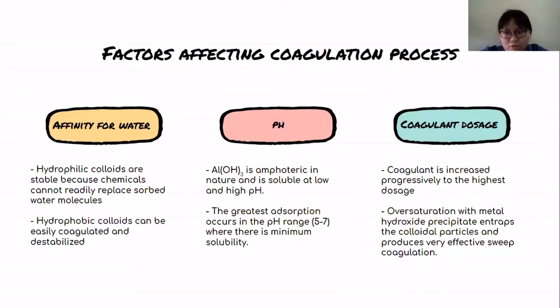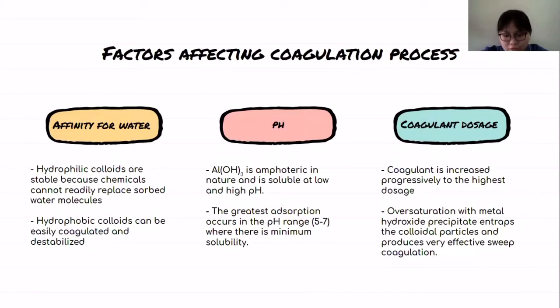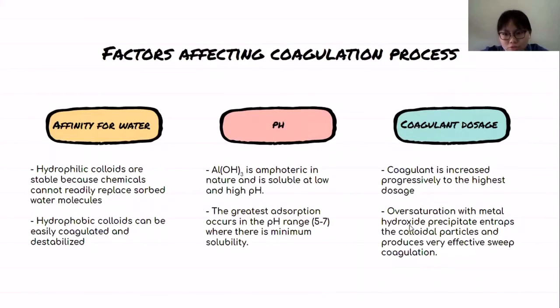And the last one is coagulant dosage. In the colloid system, the coagulant is increased progressively to the highest dosage. If there is too little coagulant, there will not be enough coagulant to destabilize the colloid. When the coagulant is increased to the highest dosage, there will be an oversaturation with metal hydroxide precipitate that entraps the colloidal particles and produces very effective sweep coagulation.